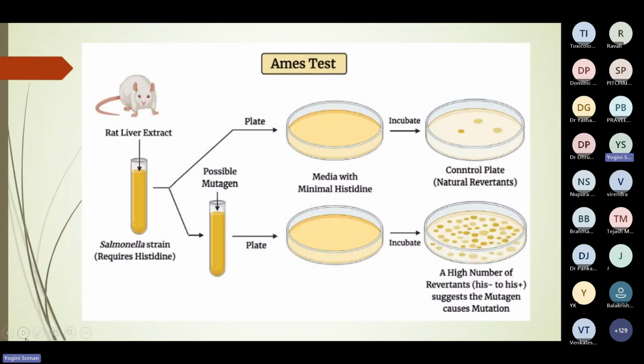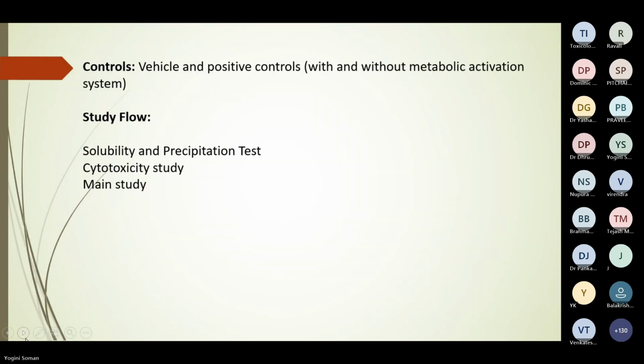Then the second part is a precipitation test. Before conducting the actual cytotoxicity study, you should conduct a precipitation assay with the histidine, biotin, and the top agar, and you should check for precipitation in the minimal glucose agar plates. Then you can perform the actual cytotoxicity study to select the concentrations for the main study.